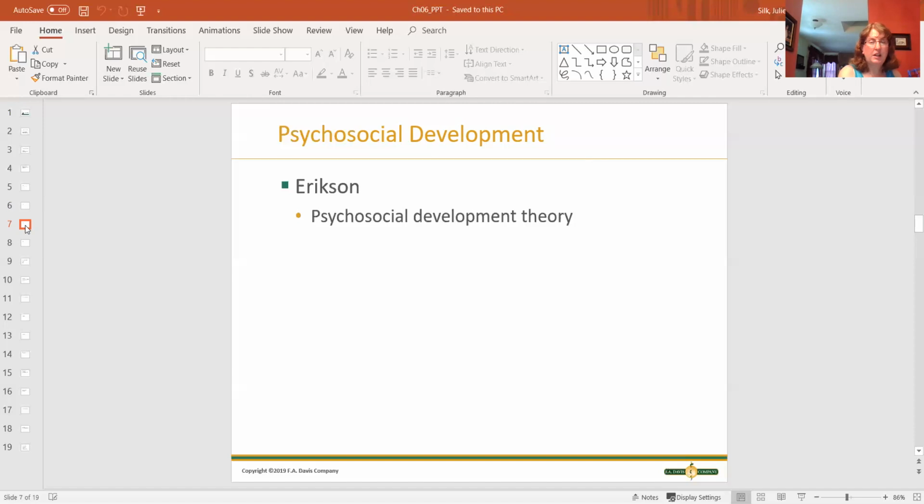The next stage is autonomy versus shame and doubt. This is kind of toddler years, so age 1 to 3. The child becomes more independent. They have the frame of mind that they're a big kid now, and the child starts to have some control over their bodily functions.